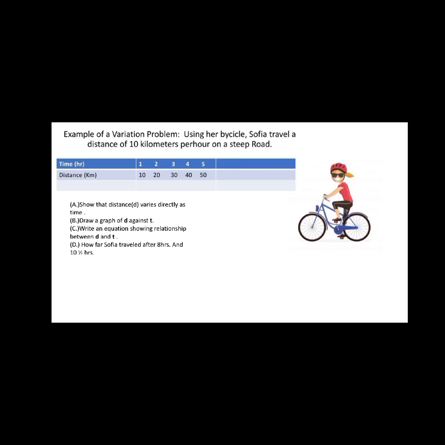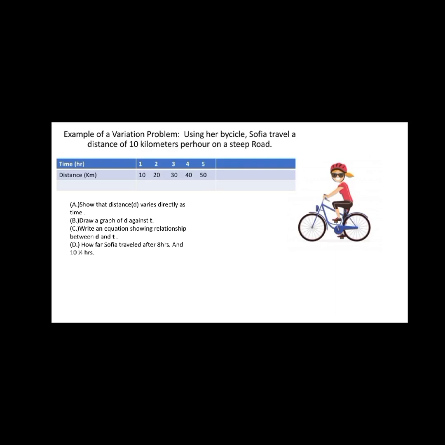The problem that we have here is: using her bicycle, Sophia traveled a distance of 10 kilometers per hour on a steep road. First, in the given table of values, in 1 hour she traveled 10 kilometers, in 2 hours 20 kilometers, in 3 hours 30 kilometers, in 4 hours 40 kilometers, and in 5 hours 50 kilometers. So, let us now try to answer the following questions.